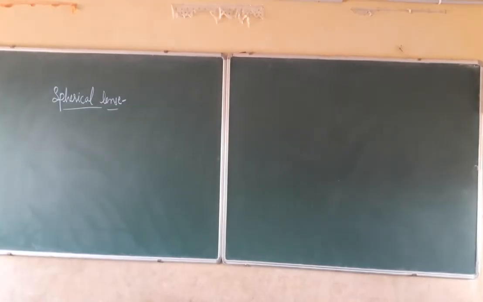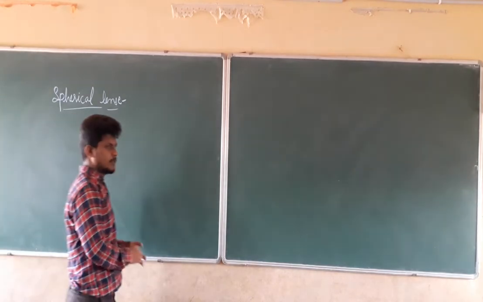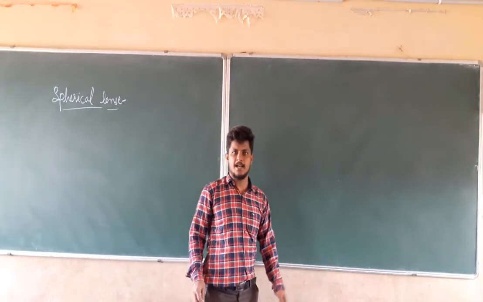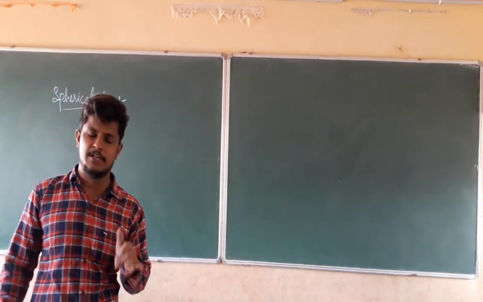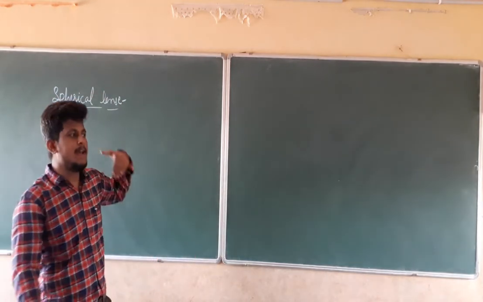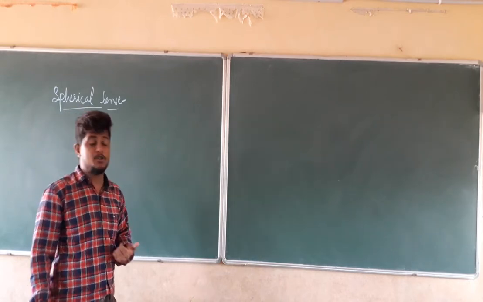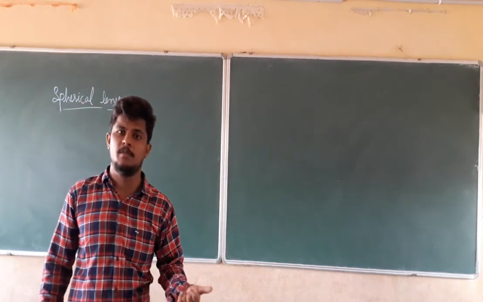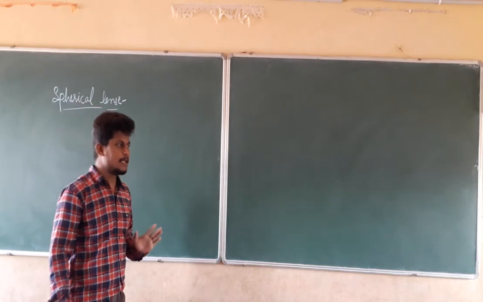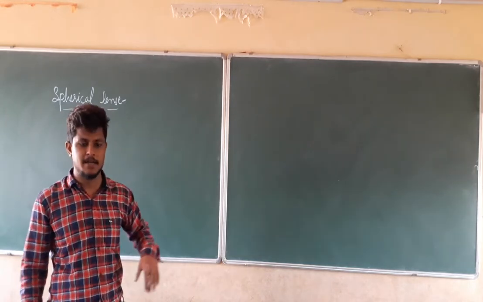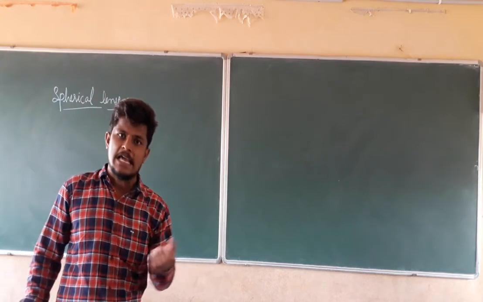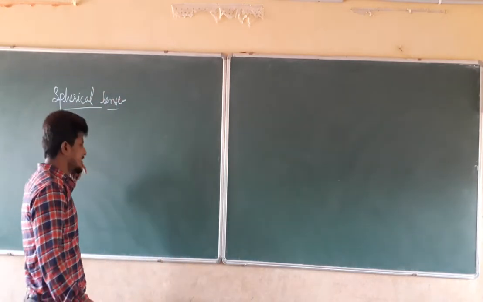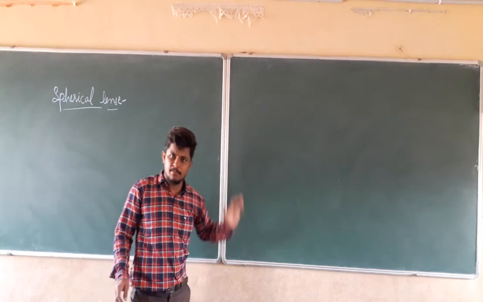Now we are going to discuss spherical lenses. If you remember the last class about the spherical mirror, one side should be polished and the other side should be plain, painted, or shaded. Spherical mirrors have a spherical, curved surface. In the same manner, spherical lenses are the same as spherical mirrors.